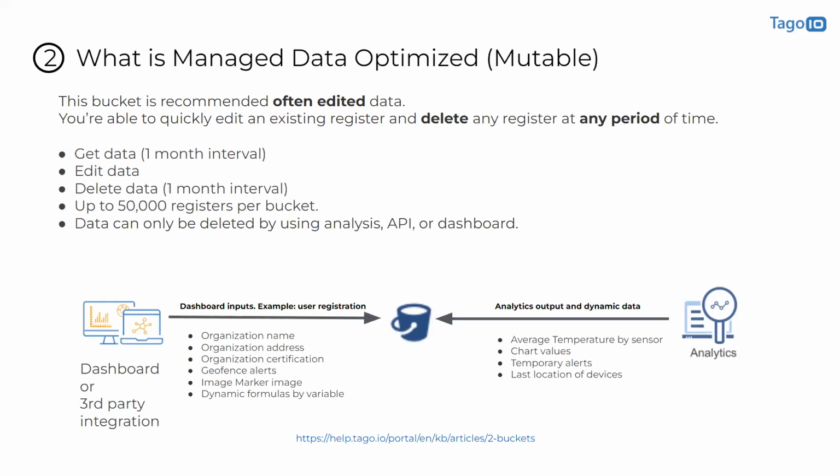And we have a situation where we need to store the last location of a device, for use on a map, for example, a map widget. So managed data is exactly the bucket you want to use, so you can continue deleting these last locations, updating the last location of the device, and with the immutable bucket you cannot do that.